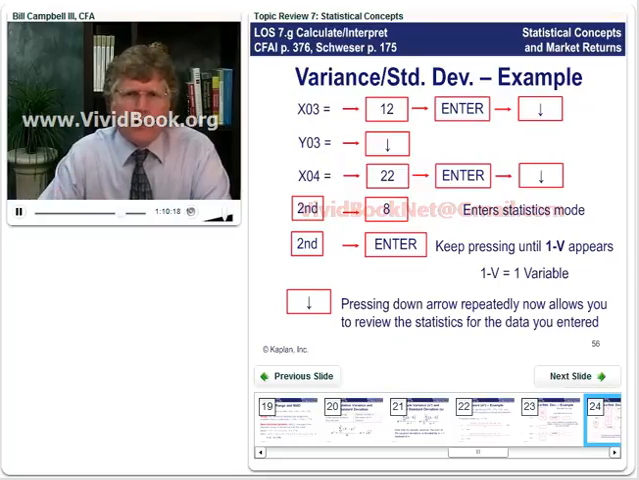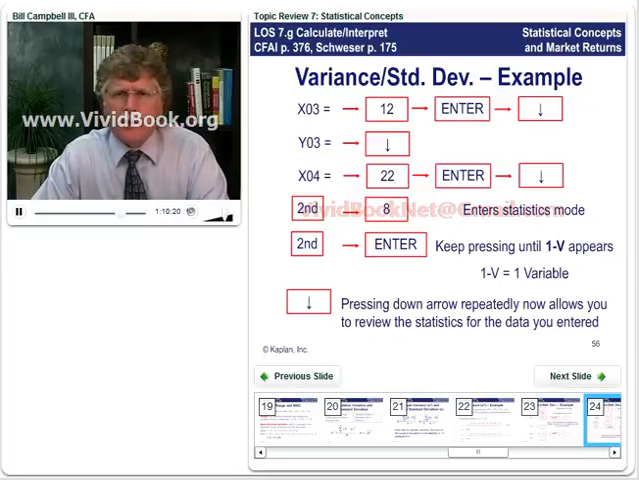Put in your data point 12, put in your data point 22. Again, 12, enter, down arrow, 22, enter, down arrow. Now we have all the data in. We have our 4 data points.